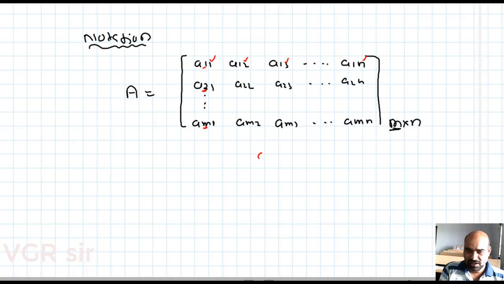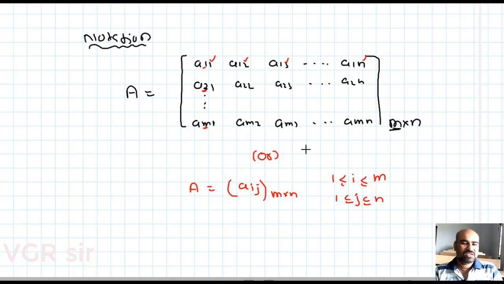This matrix is said to be a matrix having m rows and n columns. Important. In other words, the short notation of this is A equal to, simply they will write small a ij, m by n, with 1 less than or equal to i less than or equal to m, and 1 less than or equal to j less than or equal to n. This is the short notation of the matrix. What is the meaning of ij? It means ith row jth column element. aij is an element, not a matrix.